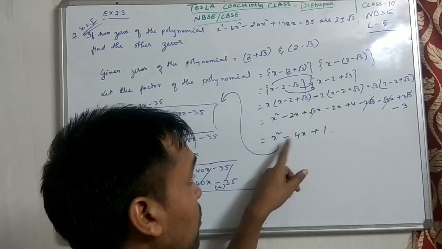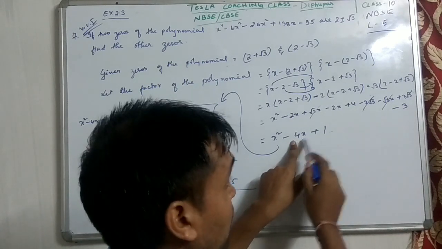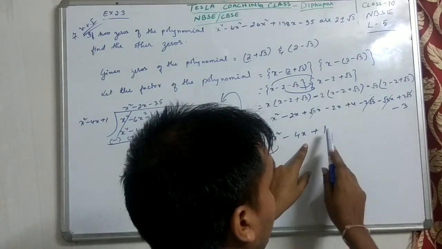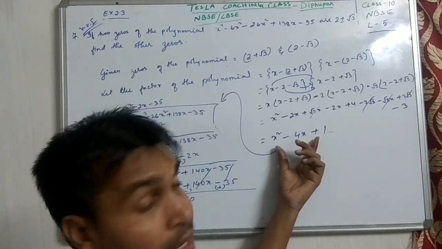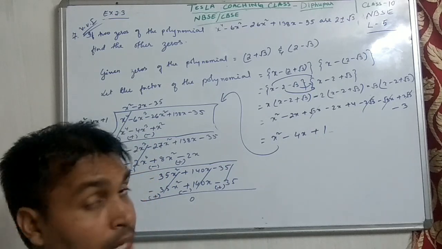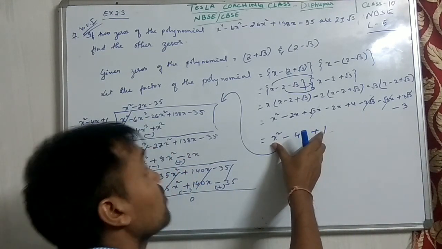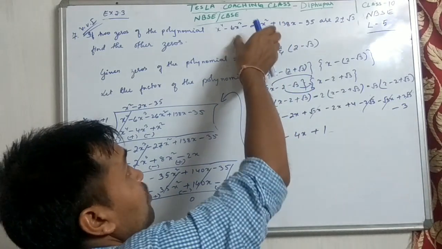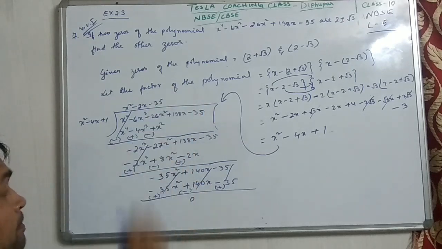What is that? x square, minus 2x minus 2x, it will become how much? Minus 4x, and minus 3 plus 4 will give us plus 1. So this is the factor of our given polynomial. Now as we have already done in the previous question, the same way we are going to divide this polynomial with this factor. So the next step is here.